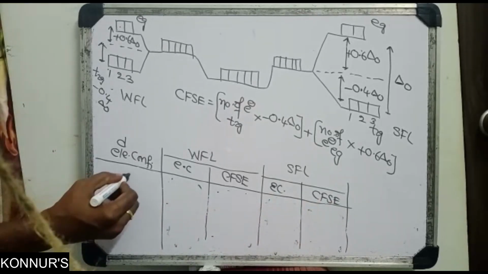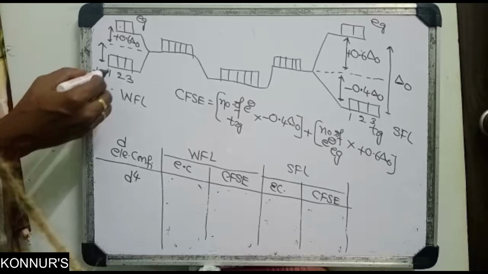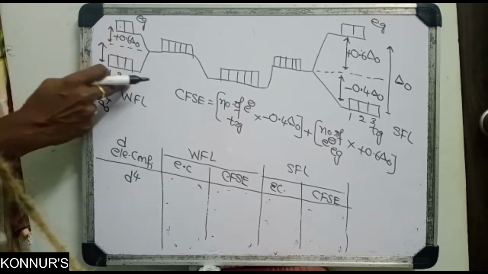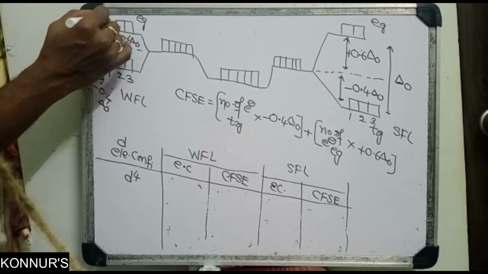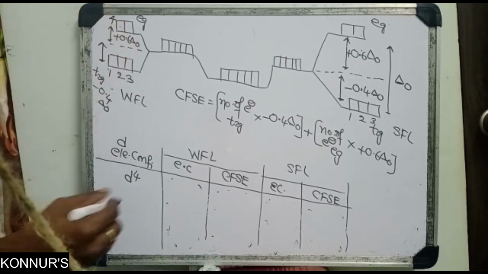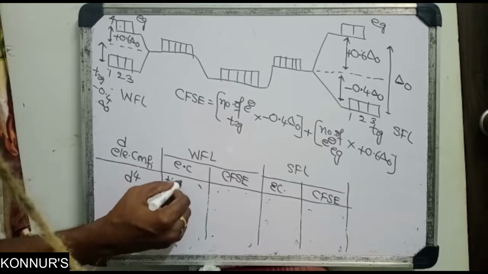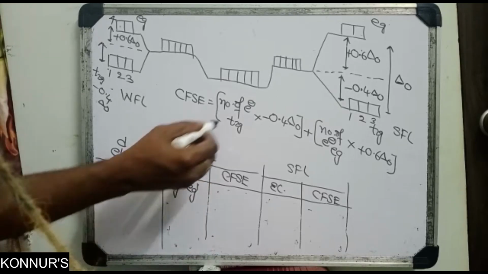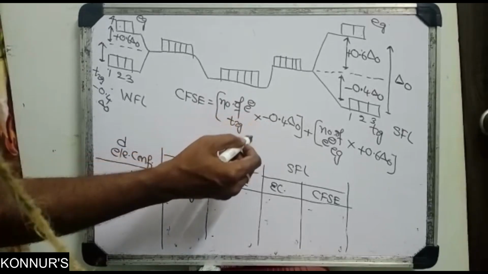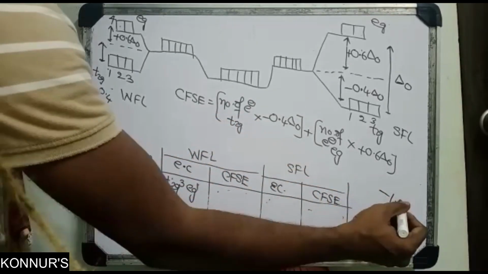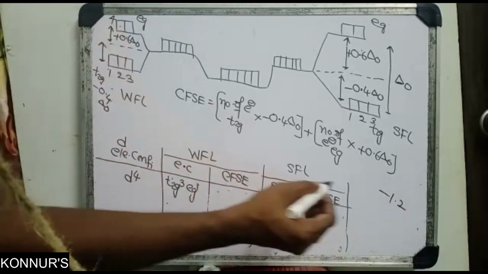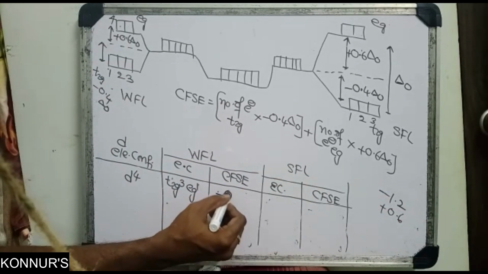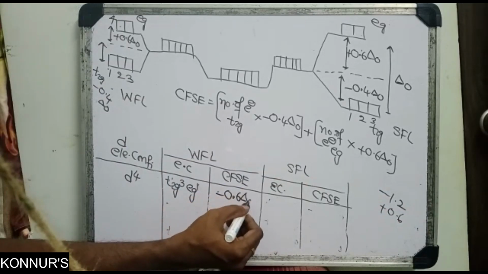Next, d4, the fourth electron. In the weak field the energy gap is small, and half filled is more stable, so the fourth electron goes above. You write T2g3 Eg1. So 3 into minus 0.4 is minus 1.2, and one electron here gives plus 0.6. So that is minus 0.6 delta 0.